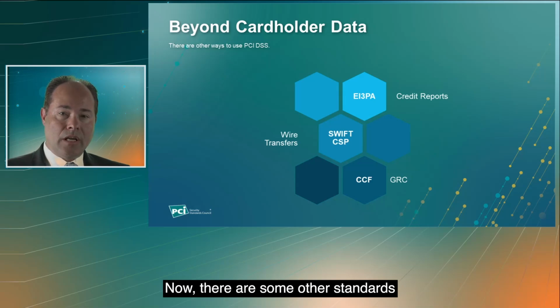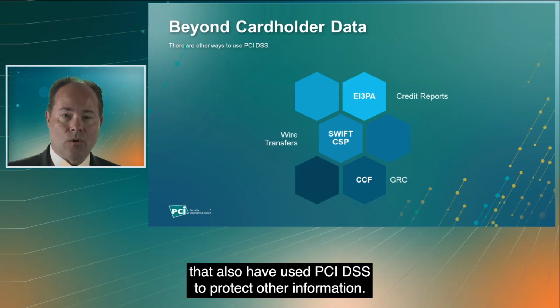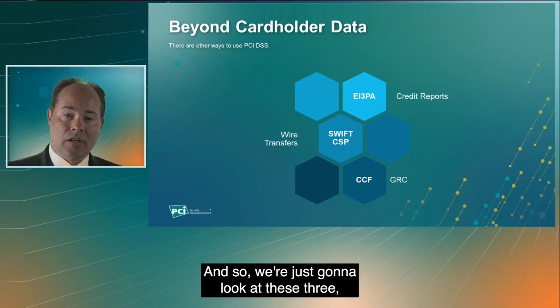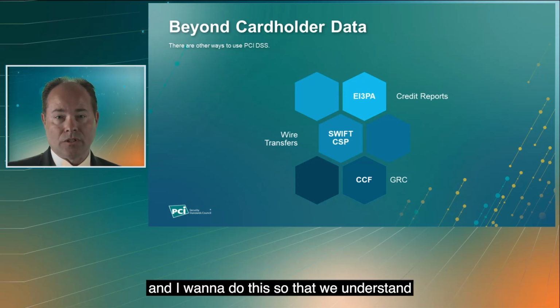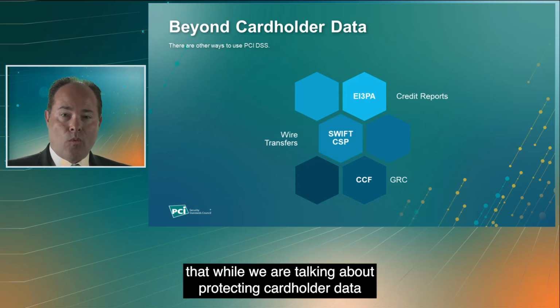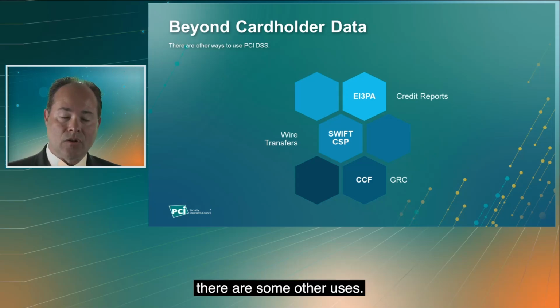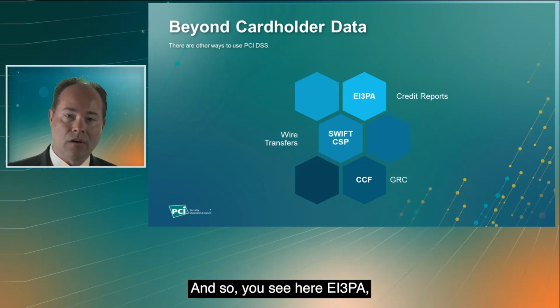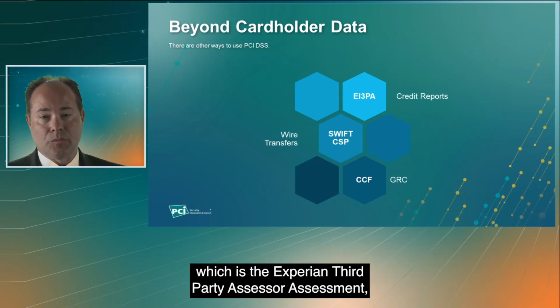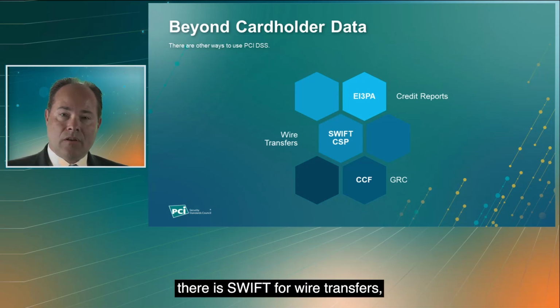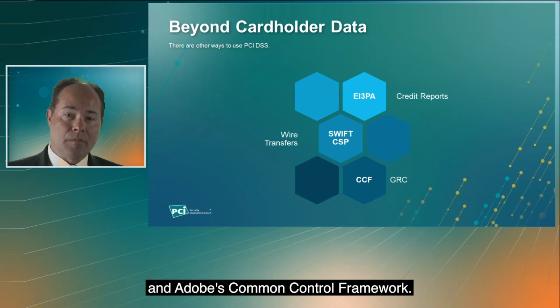Now, there are some other standards that also have used PCI DSS to protect other information. And so we're just going to look at these three, and I want to do this so that we understand that while we are talking about protecting cardholder data in the card data environment for PCI DSS, there are some other uses. And so you see here EI3PA, which is the Experian third-party assessor assessment. There is SWIFT for wire transfers, the customer support program, and Adobe's common control framework.